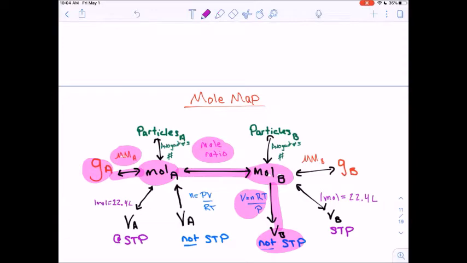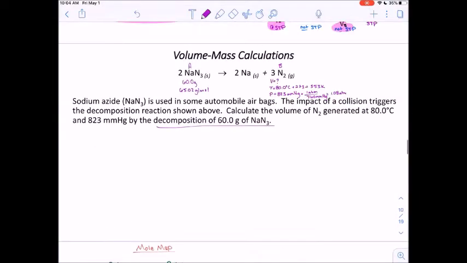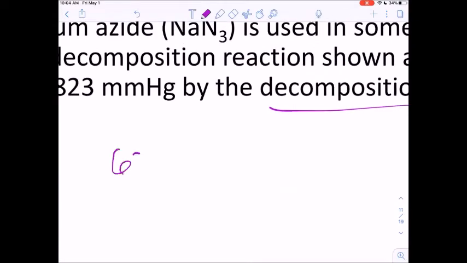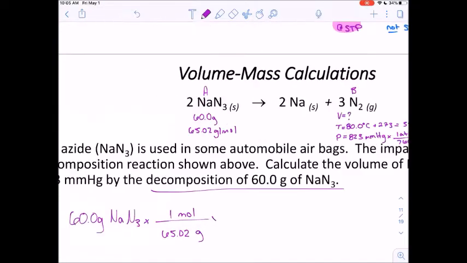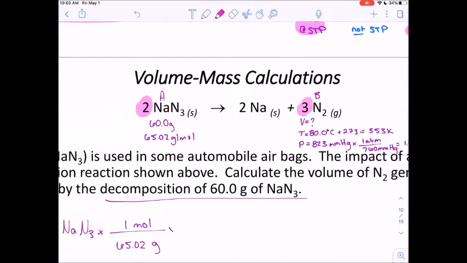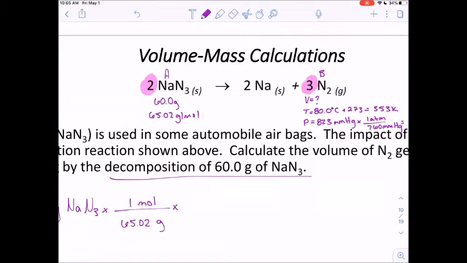We're going to plug in our values now, starting with that molar mass. So I have my value of 60 grams that I'm starting with, of my NaN3, times its molar mass. Grams is on top in the first step, so I'm going to have grams on bottom, moles on top. So I have 65.02 grams in 1 mole. And my next step is always that mole ratio. So let's go back and look at our balanced equation here. I have 2 moles for every 3 moles of B. So I'm going to put my moles of B on top. So I have 3 moles of N2 for every 2 moles of NaN3.